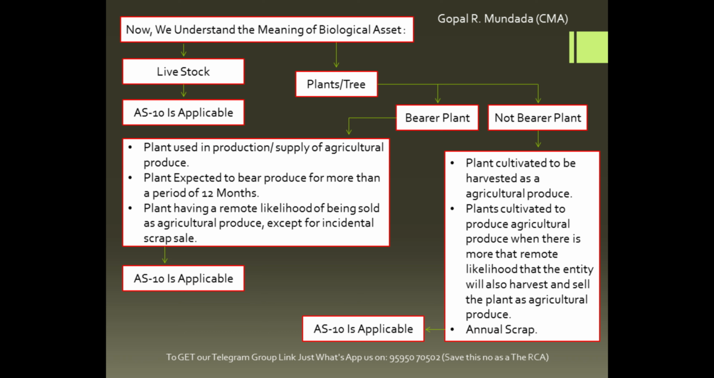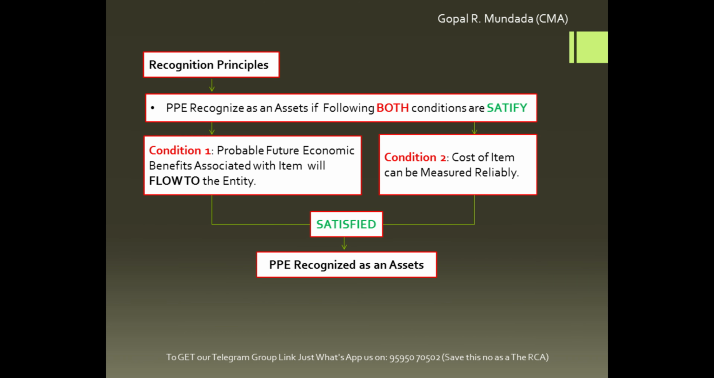So guys, now we discuss the recognition principle laid down by accounting standard 10. I have shown it in a very simple manner. I have drawn a diagram here, as you can see on the screen. In that diagram I have written that property, plant and equipment is recognized as an asset if the following two conditions are satisfied. What are those conditions? The first condition is that it is probable that future economic benefit associated with the item will flow to the entity, and the second is that the cost of the item can be measured reliably. So guys, if these two conditions are satisfied, in such a case I recognize that asset as a property, plant and equipment asset.